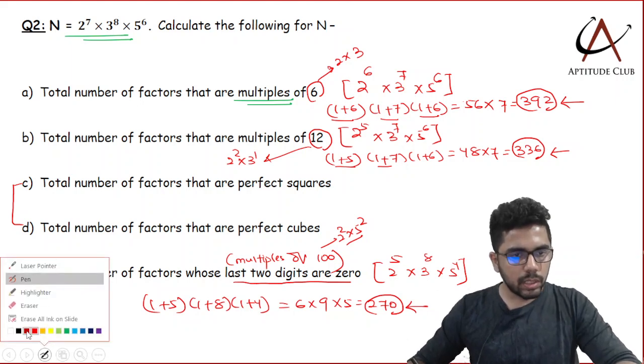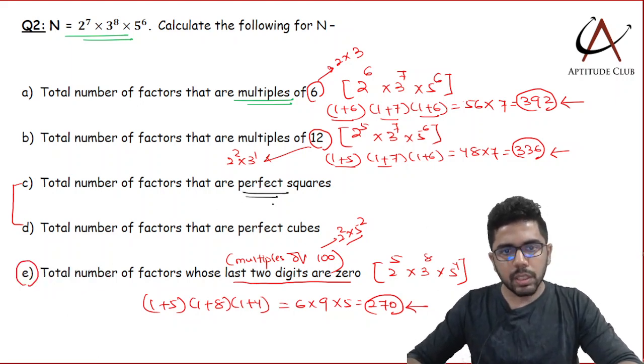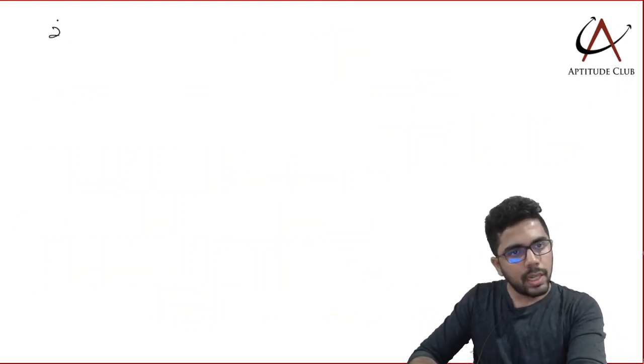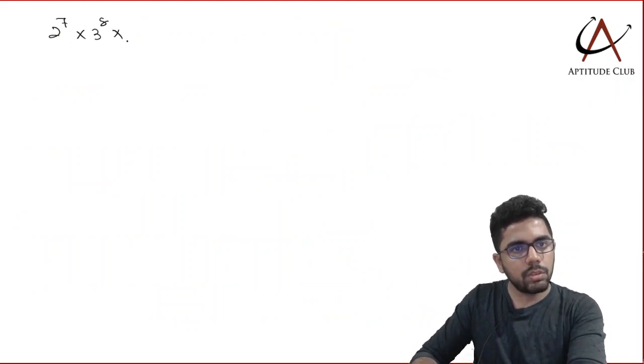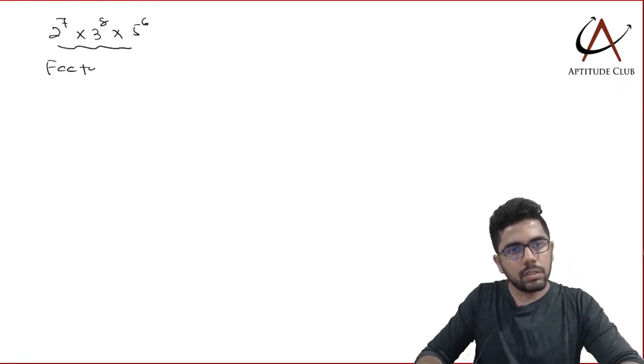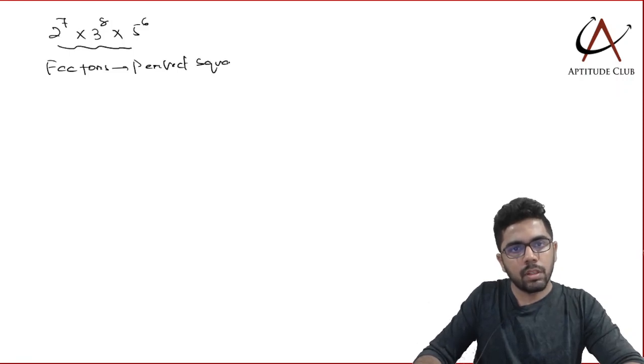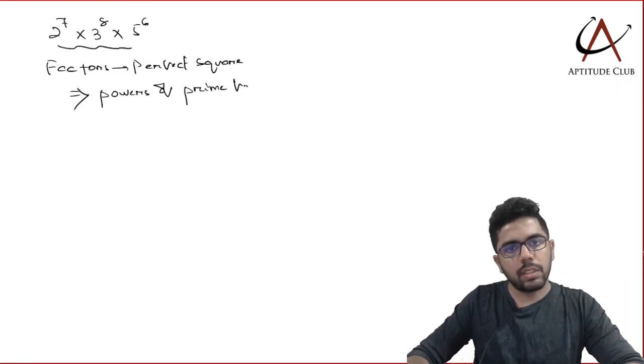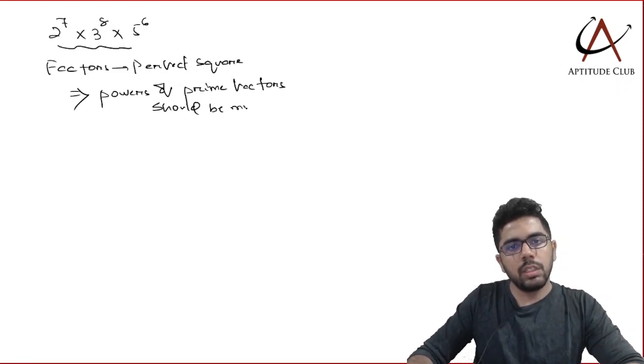Then come to these two things. How many factors are perfect squares and perfect cubes? तो इसको यहाँ पे मैं लिखता हूँ. I have the number 2 to the power 7 into 3 to the power 8 into 5 to the power 6. Now, if I want my factors to be perfect squares, this implies the powers of prime factors should be multiples of 2.